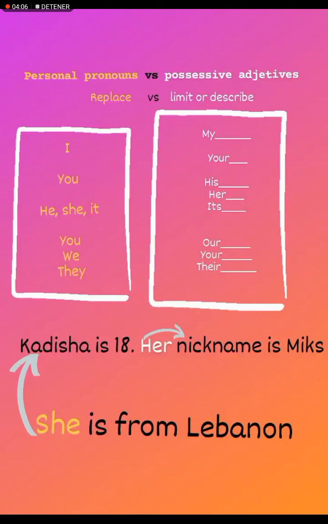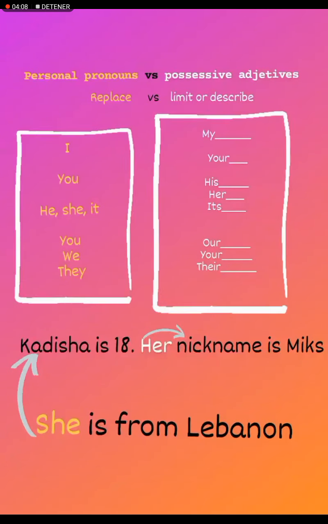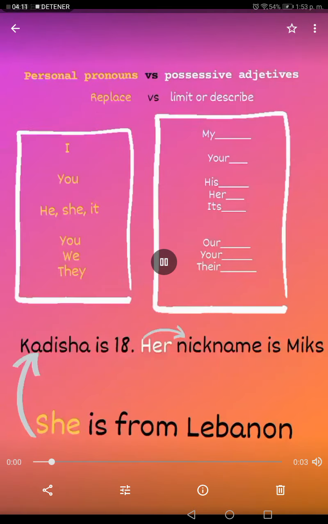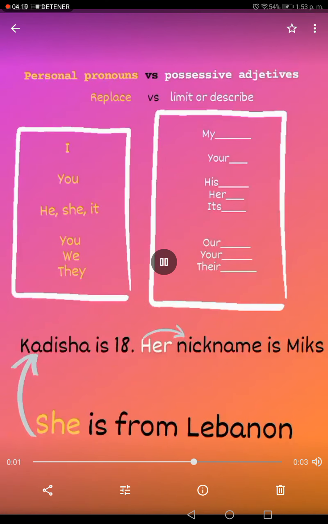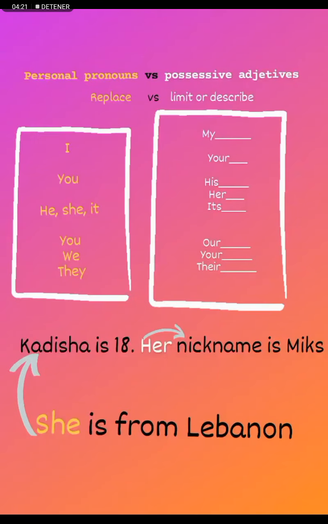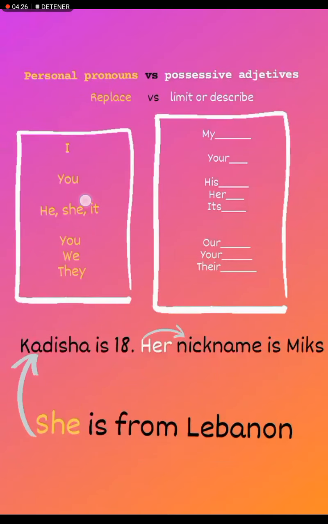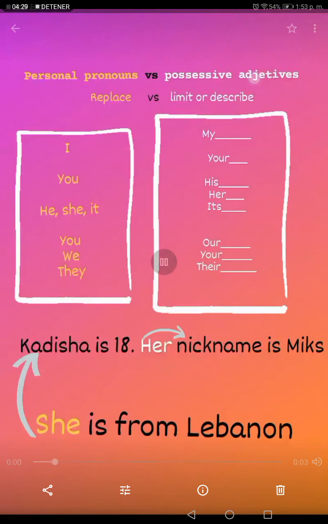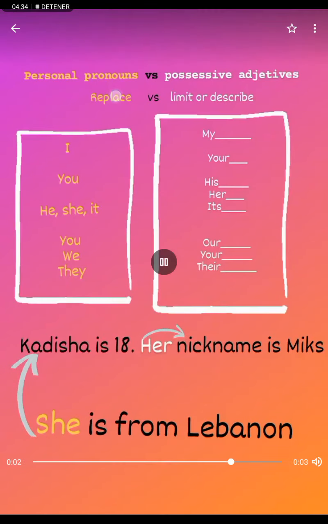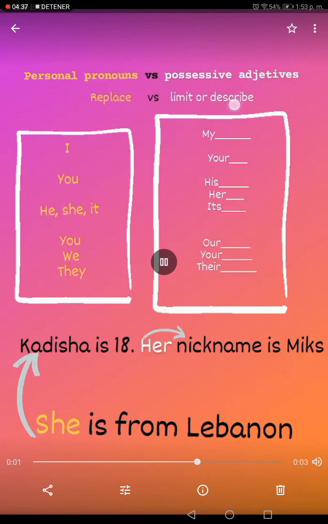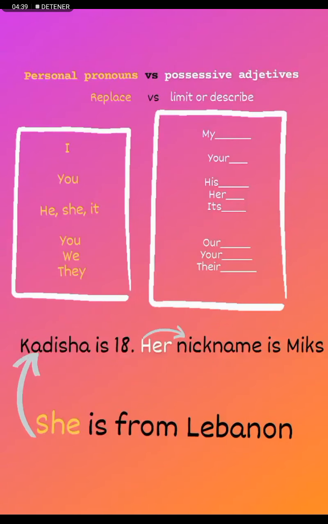Okay, also guys, today we're going to review the possessive adjectives. Yes, possessive adjectives are words to point that something belongs to someone. And also we have one possessive adjective for each of personal pronouns. So if we have 8 personal pronouns, we're going to have 8 possessive adjectives. The function for personal pronouns is to replace the noun. Yes, to replace the noun. And the possessive adjectives, as they are adjectives, they are going to limit or describe.